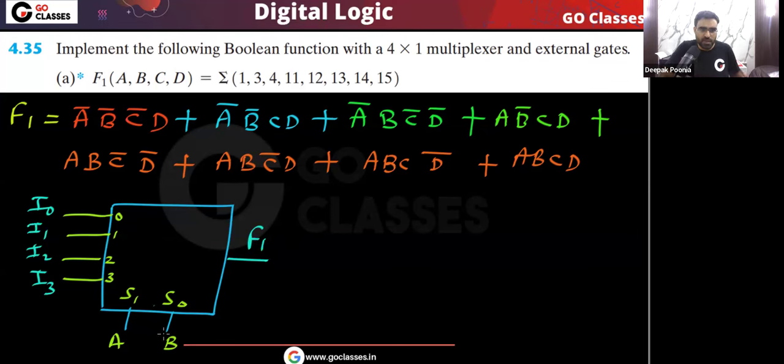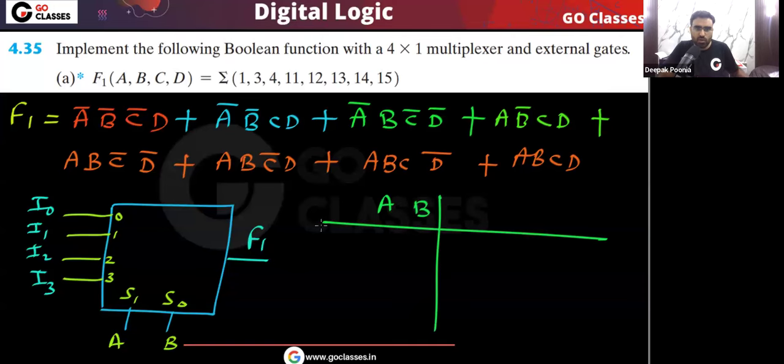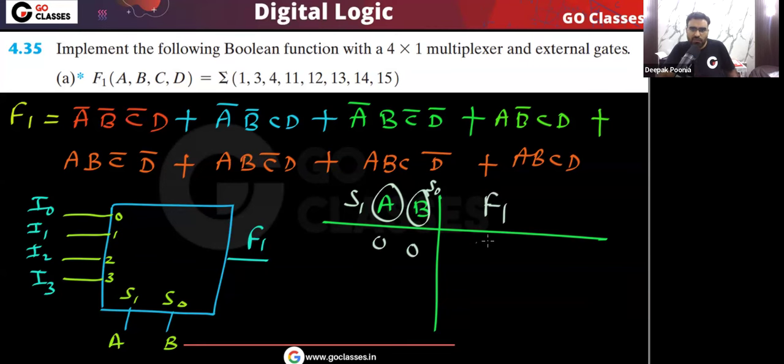Now notice one thing. When the select lines are 0, 0, then the function value f1 will be equal to I0. We already know that A is connected to S1 and B is connected to S0. So when both are 0, 0, f1 is the same as I0. When they are 0, 1, I1; when 1, 0, I2; and when 1, 1, then I3.